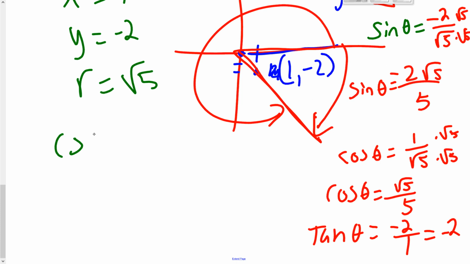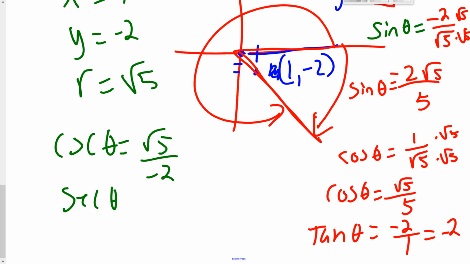We have cosecant of theta is root 5 over negative 2. We have secant, which goes with cosine, so we'll flip that fraction and get root 5. And then cotangent is negative 1/2. See? So there you go, there are all the examples for those.